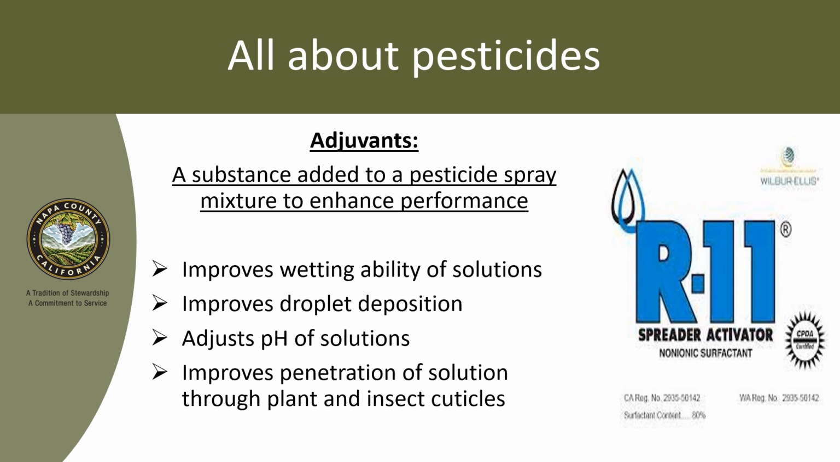What are they anyway? Well, they're a bunch of things. We use a lot of them. R11 is used a lot here in Napa, and it's just a substance that is added to a spray to enhance performance. So it just improves that pesticide mix in some way. And here's some examples of the ways that it can do that. It improves wetting ability of certain solutions, droplet deposition. It can adjust the pH of certain solutions, and it actually can improve penetration of solutions through plant and insect cuticles. That's a pretty important trait there.